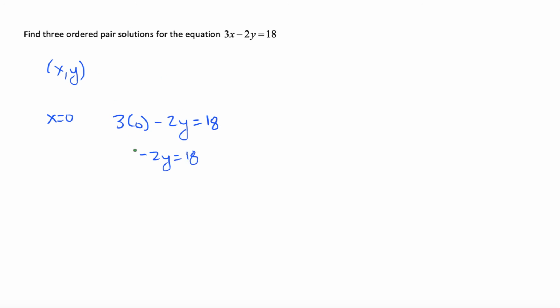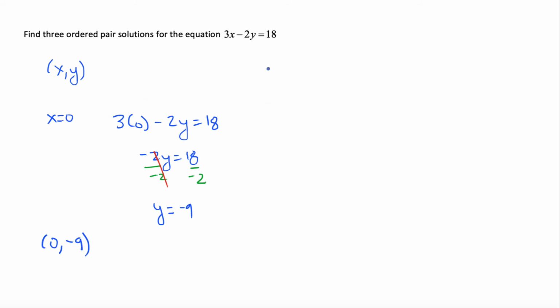So here, when we divide both sides by negative 2, the negative 2 do cancel out, so we are just left with y equals 18 divided by negative 2, which is negative 9. All right, so what does that mean? It means that (0, negative 9) is an ordered pair solution, one of them. So hopefully you realize that we can do this many, many times if you want to.